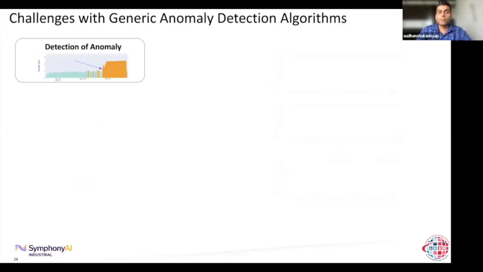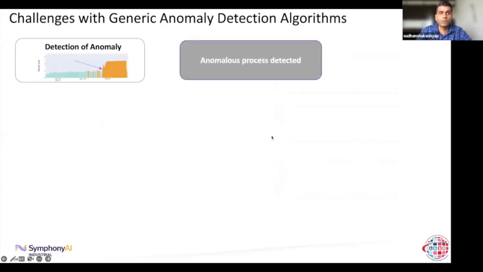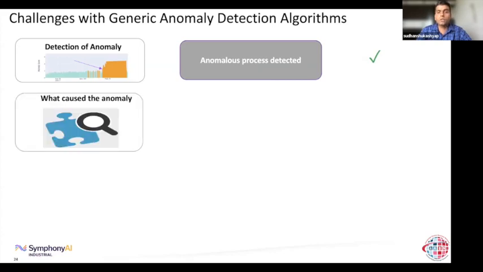So now, we earlier talked about some problems with the anomaly detection algorithm. If you take an out-of-the-box anomaly detection algorithm and apply it, most likely it will do your anomaly detection part right. So it will be able to see that, okay, this particular point is anomalous, and that detection is successful. But that's not enough. It means you just know that your process is anomalous, and what are you going to do about it? You need to understand what is going wrong, and then what can be done about it.